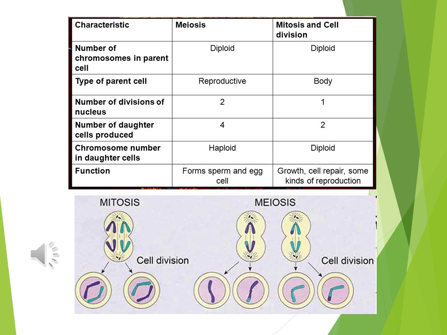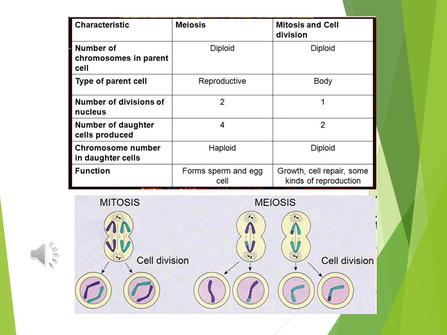This is a chart to compare mitosis and meiosis. In meiosis, the number of chromosomes in the parent cell is diploid. The type of parent cell is reproductive. The number of divisions of the nucleus is 2. The number of daughter cells produced is 4. The chromosome number in daughter cells is haploid, and the function is to form sperm and egg cells.